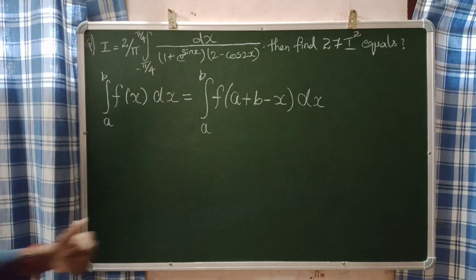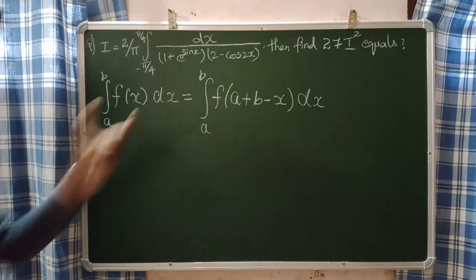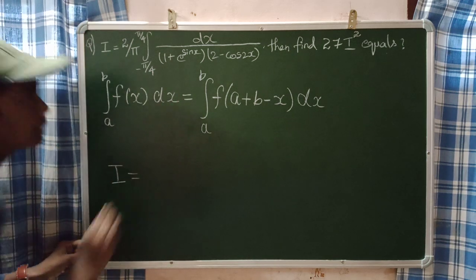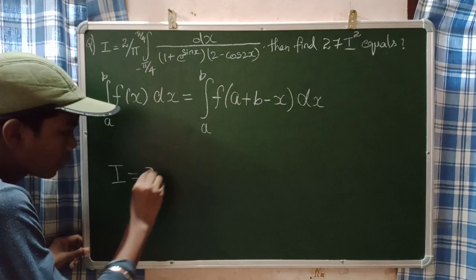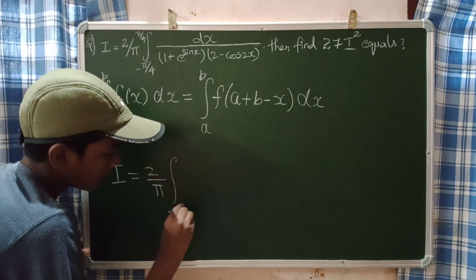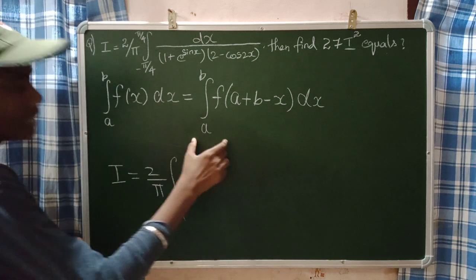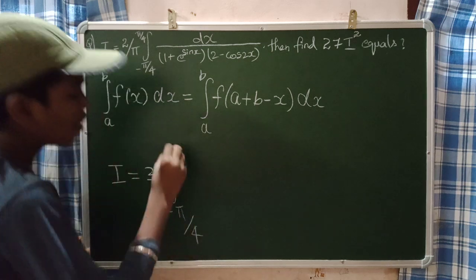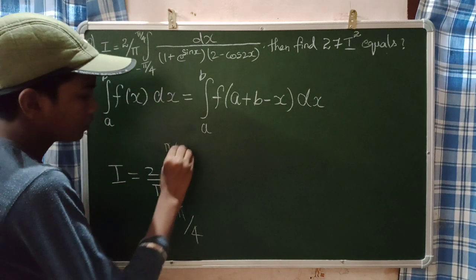When I apply the King's rule in this integral, I will write another I as 2 by pi, the same constant. Then the limits will also be the same because a and b are the same, so minus pi by 4 to pi by 4.